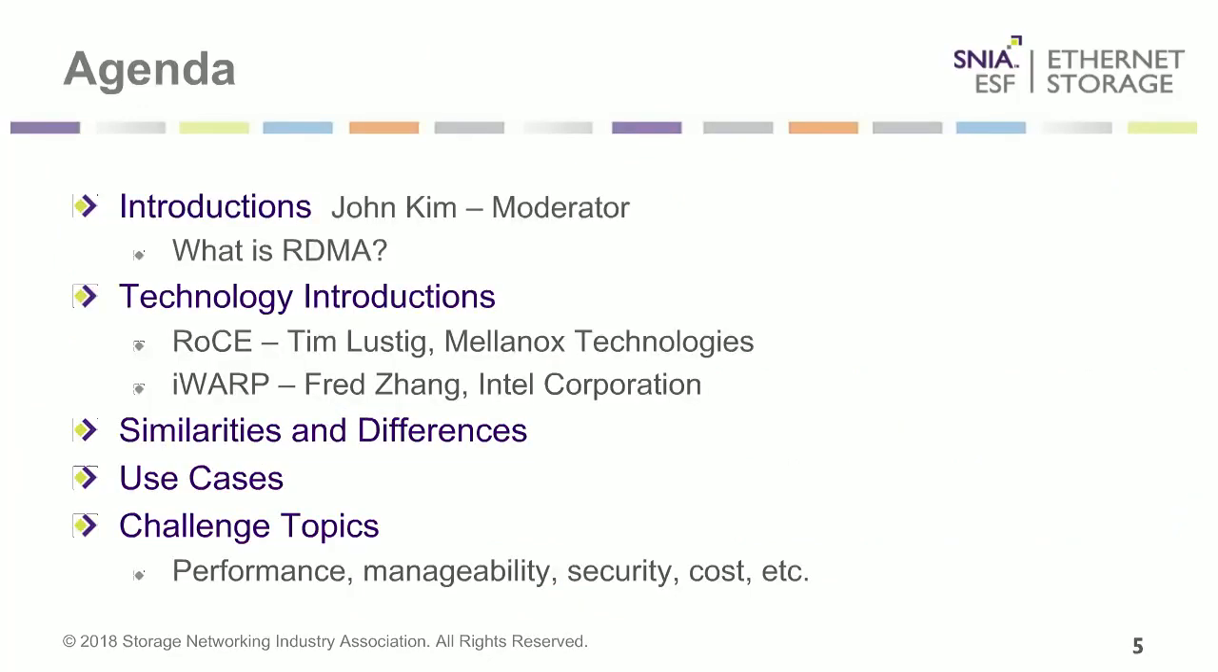Now that we've gotten the legalese out of the way, what are we going to present today? First, I will cover a brief introduction and talk about what RDMA is. Then Tim and Fred will cover RoCE and iWARP, which are the two most popular, the only two solutions for RDMA on Ethernet today. Then we'll cover the similarities and differences between the two, talk about some use cases for RoCE and iWARP, and then we'll take questions from the audience and maybe have a challenge discussion about how they compare in terms of performance and manageability, and security, costs, and other comparisons, which I'm sure you'll be interested to ask about.